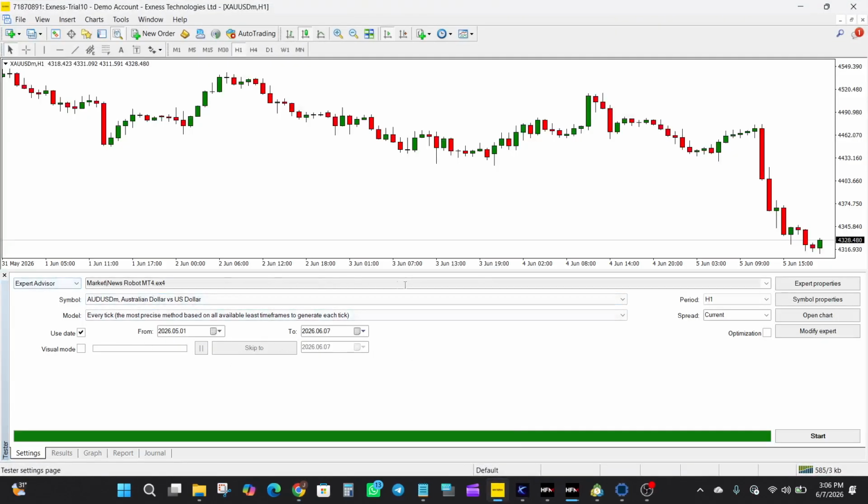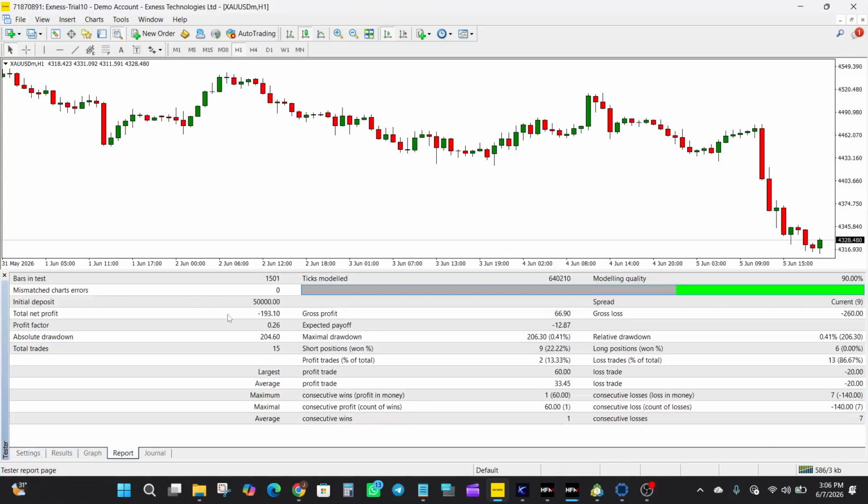We can see that I tested the News Robot on AUD USD on the H1 time frame, and of course we used the every tick modeling, and the test was run over the past month. So looking at the results, we can see that from an initial deposit of $50,000, there was a total net profit of negative $193.1. The total trades taken were 15.